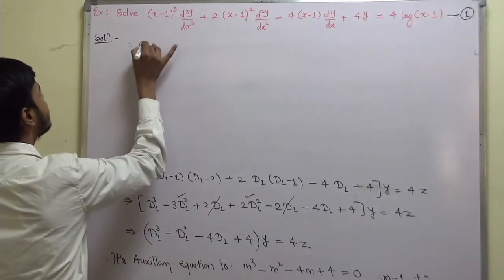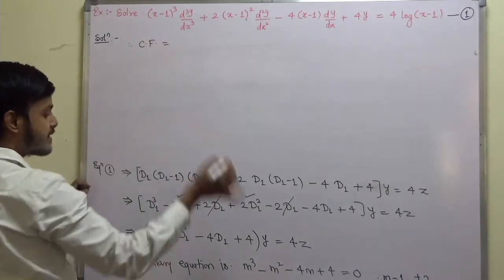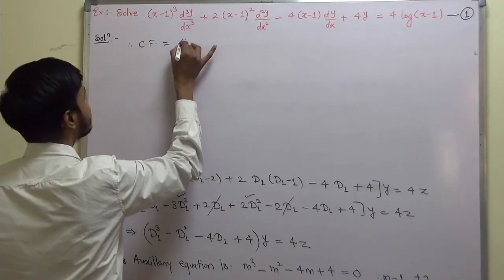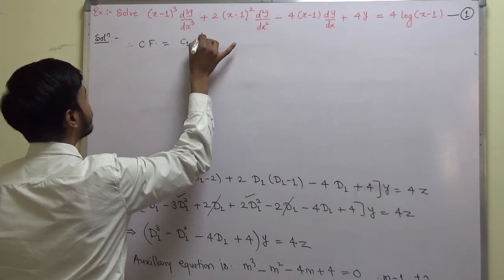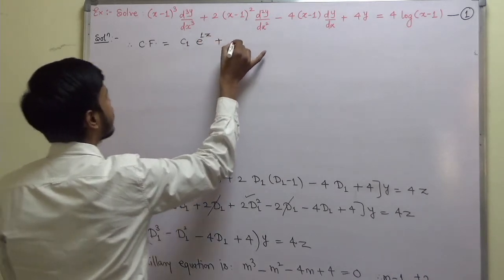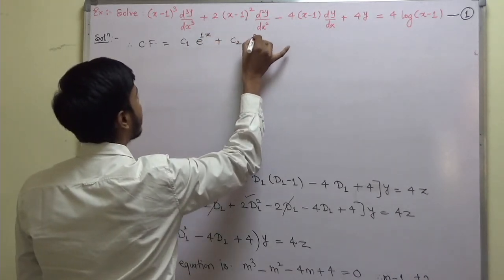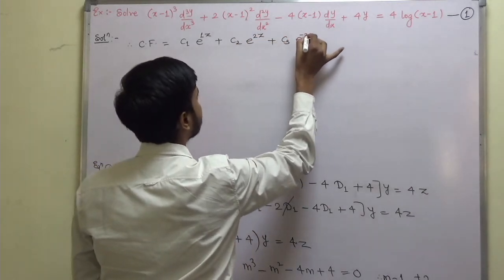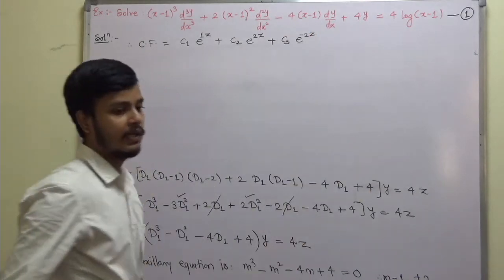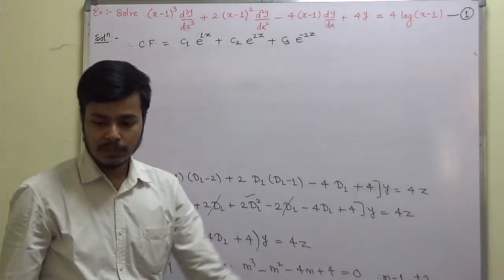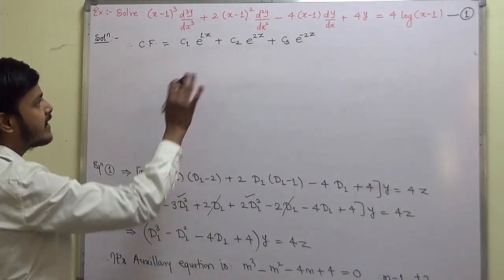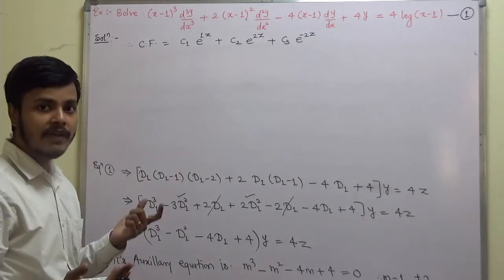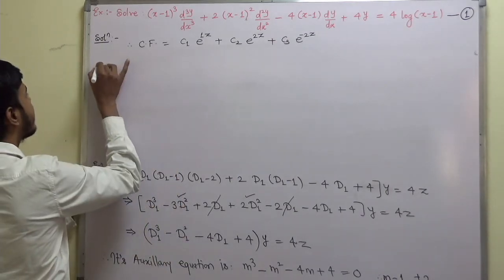Therefore write down the CF. All roots are distinct, so CF is C1 e to the power 1z plus C2 e to the power 2z plus C3 e to the power minus 2z. These are the roots. Now, after finding the complementary function, let us find the particular integral.